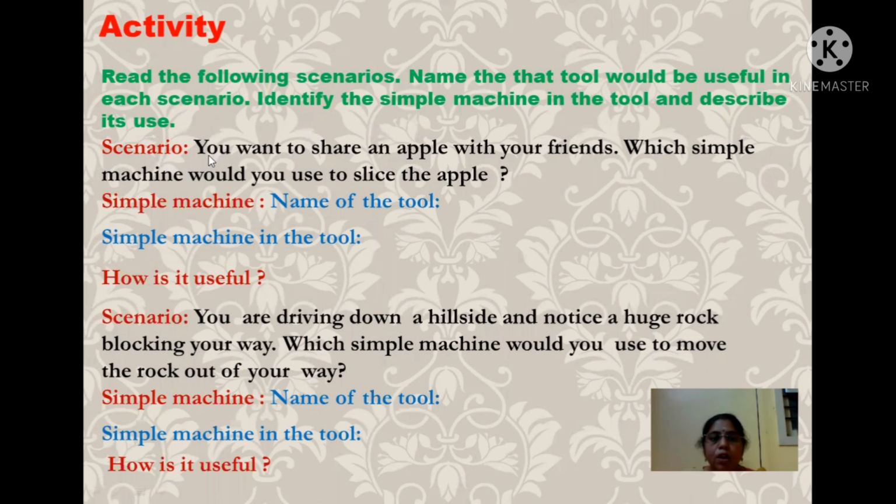Scenario. You want to share an apple with your friends. Which simple machine would you use to slice the apple? Simple machine. Name of the tool. Simple machine in the tool: wedge. How is it useful? Useful in cutting.